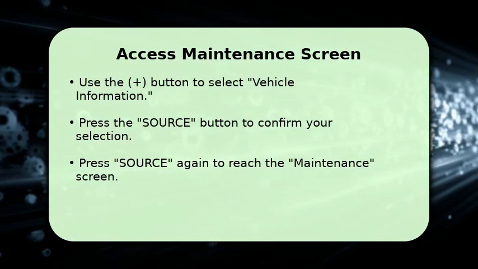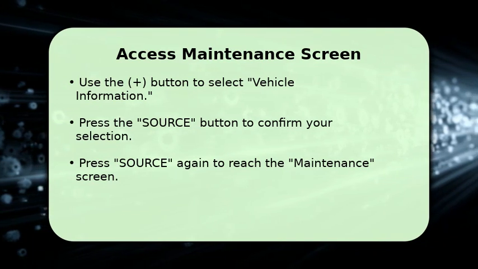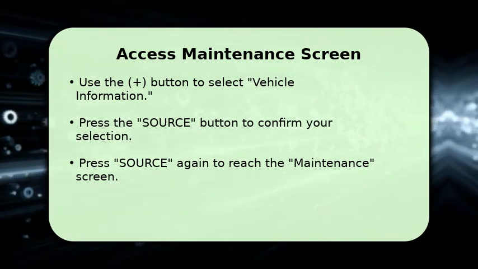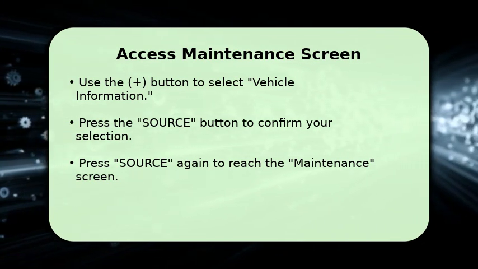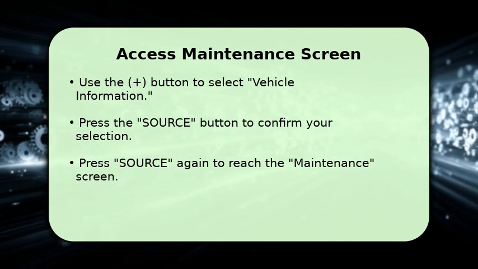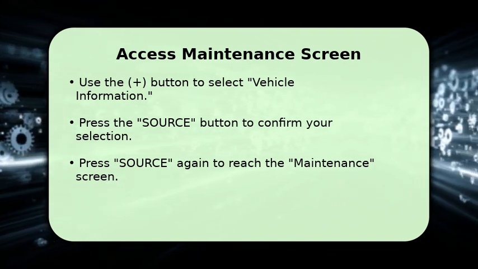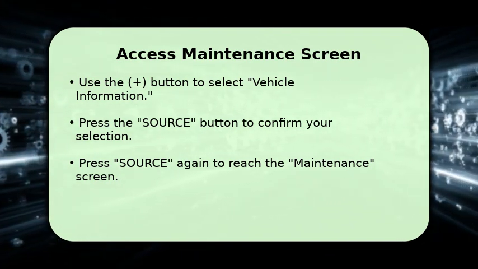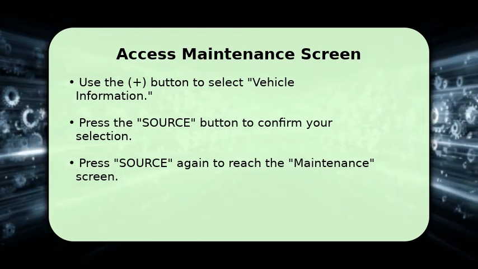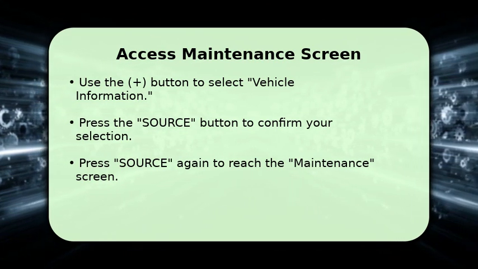Once the main menu is visible, use the plus button on your steering wheel controls to scroll through the options until you highlight Vehicle Information. After selecting it, press the Source button to confirm. You'll then need to press the Source button one more time. This action will take you directly to the maintenance screen, where you can view your current engine oil life percentage.